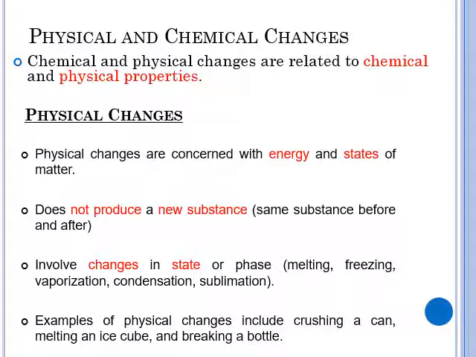It involves changes in state or phase, such as melting, freezing, vaporization, condensation, or sublimation. For example, crushing a can: once you crush a can, it's still a can. Melting an ice cube, it's still water, still H2O. And breaking a bottle, though the physical state doesn't change, we can consider that it's still a type of glass.